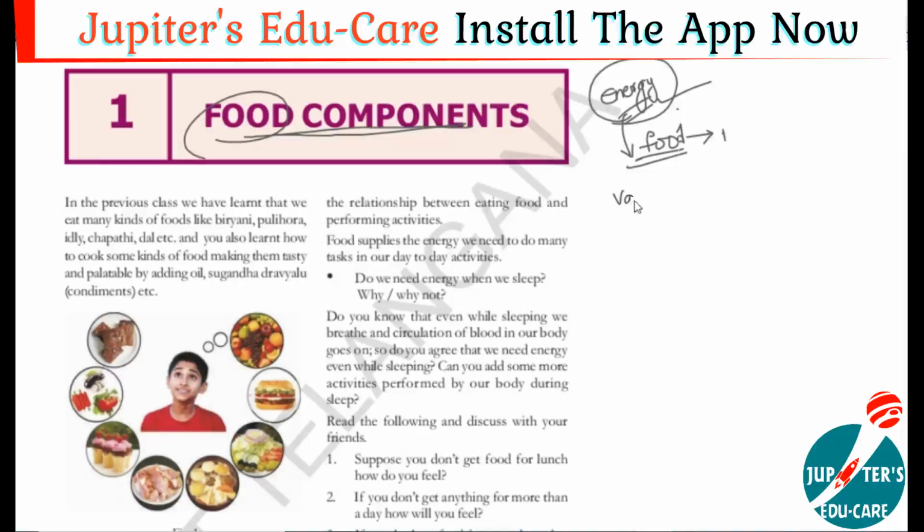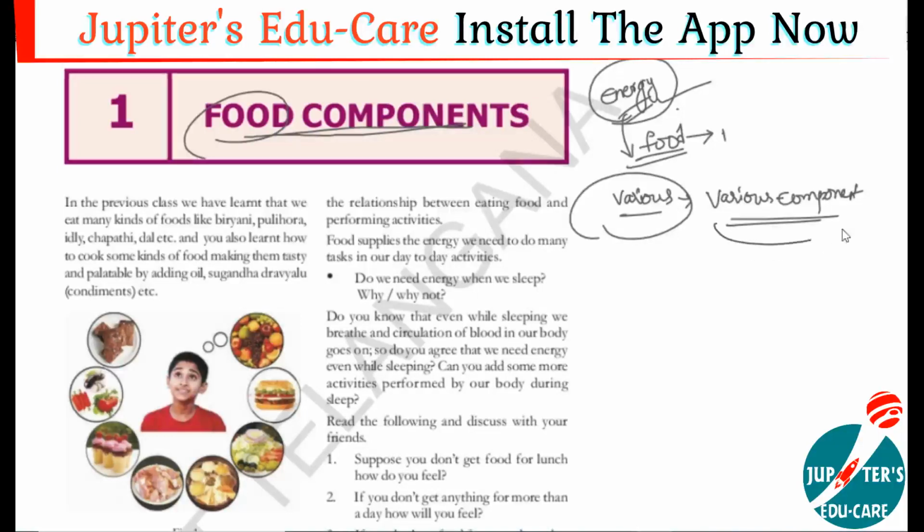Various food items contain various components. Is it right? So when we eat various kinds of food materials, we get various food components. These food components help us to do our body functions. For example, we have different types of food components. Already you know carbohydrates, proteins, vitamins, fats, right?